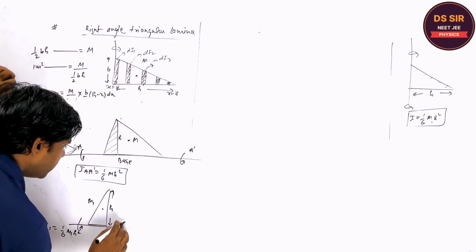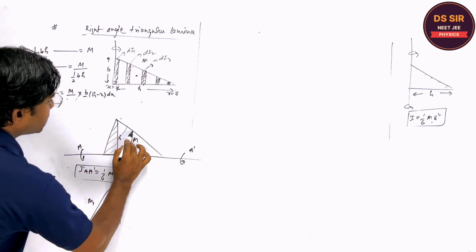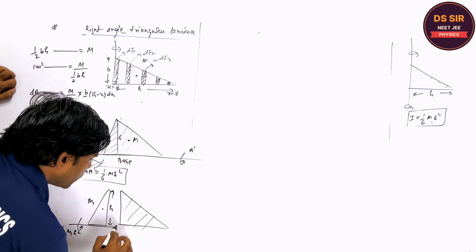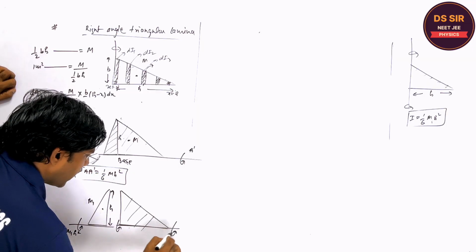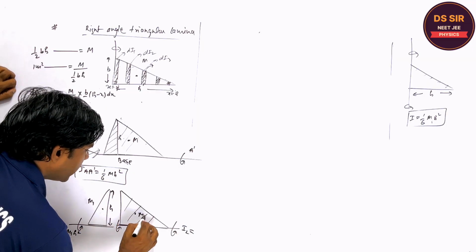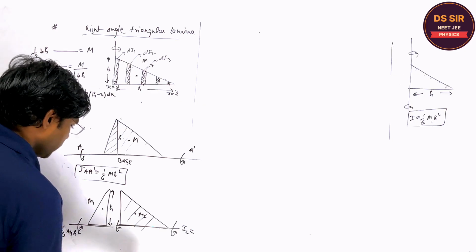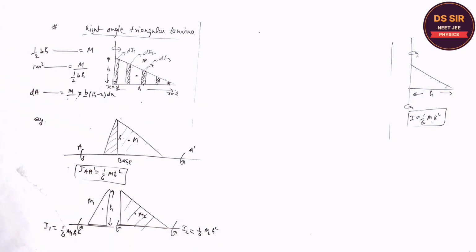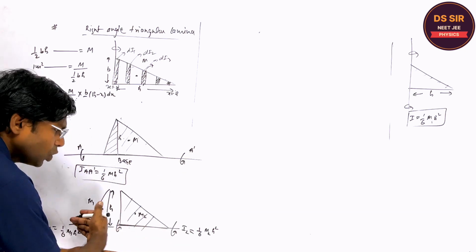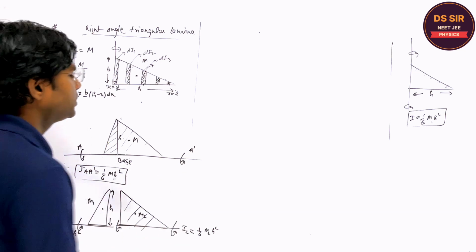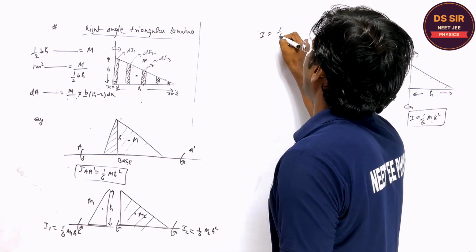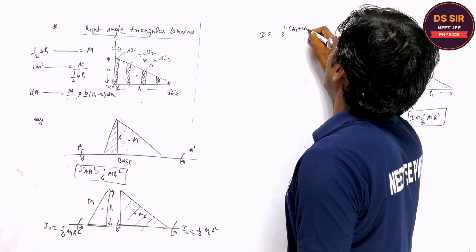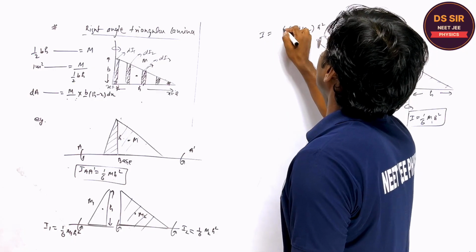If you consider the another portion, this is the portion. About this axis of rotation, I2, the mass is supposed to be m2, the height is h. What is that? 1 by 6 m2 into h square. Is it clear or not? Yes. If you join them, what is the moment of inertia? The total moment of inertia is 1 by 6 (m1 plus m2) h square. Is it clear or not?